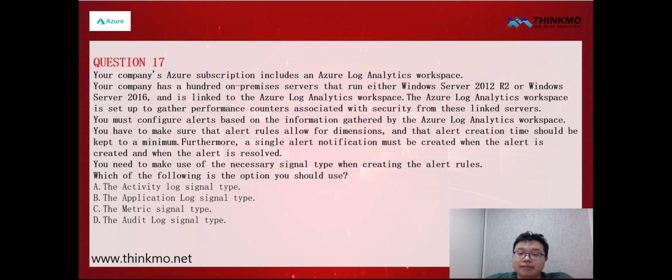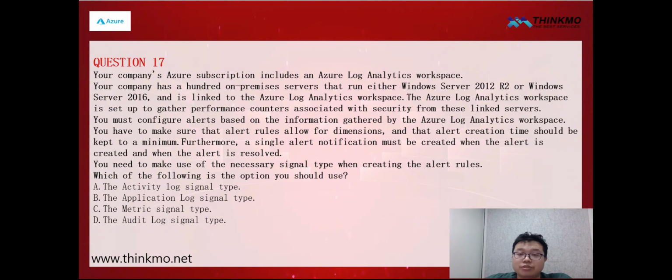Option A, the activity log, and option D, the audit log, are both used to track operational events, which are not suitable for our performance counters. What about option B? That's the application log. The application log requires complex queries, so it does not meet the requirement for quick creation. And what about option C, our metrics? As for metrics, our performance counters fall under what category? They are time series metric signals, which makes them the best match.